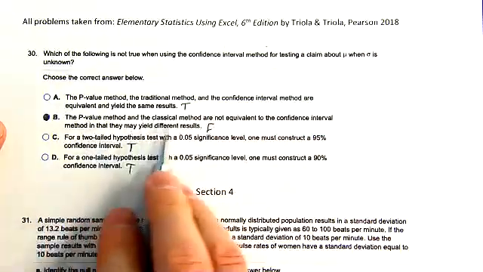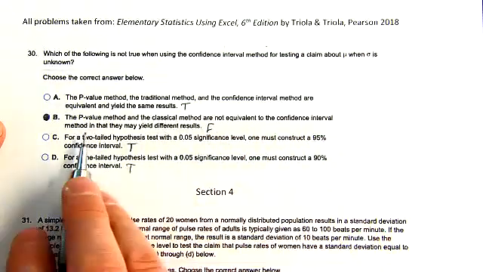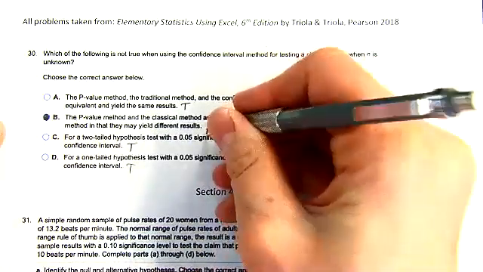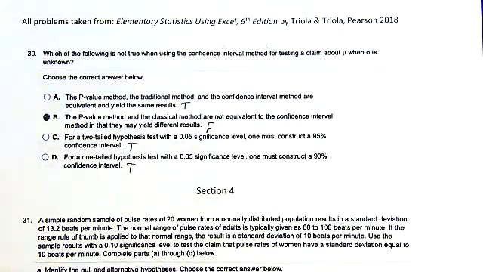The p-value method and the classical method are not equivalent to the confidence interval method in that they may yield different results. That's false. They will provide the same result. And now we'll complete section 8.3.